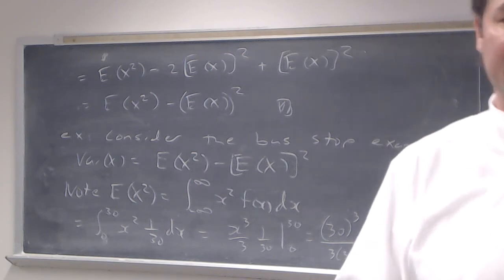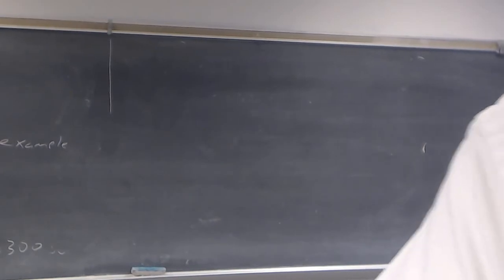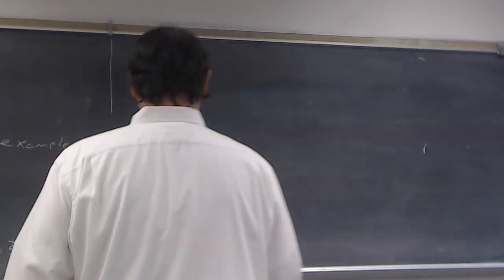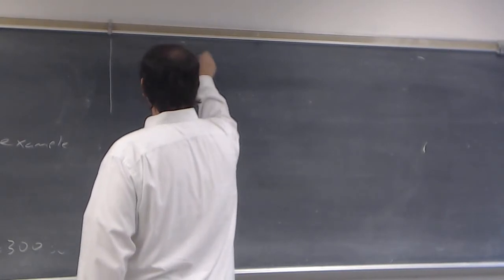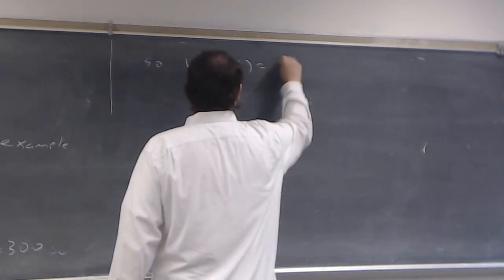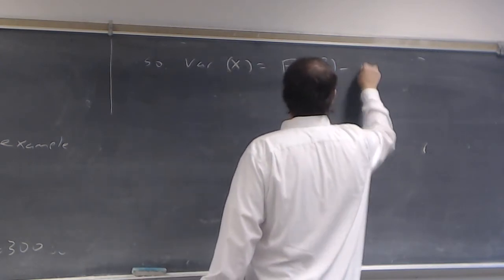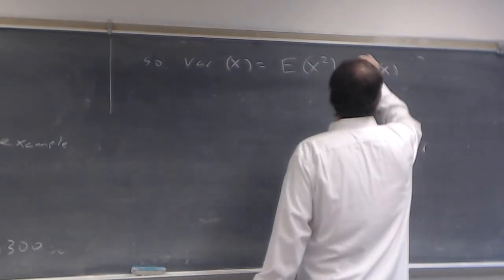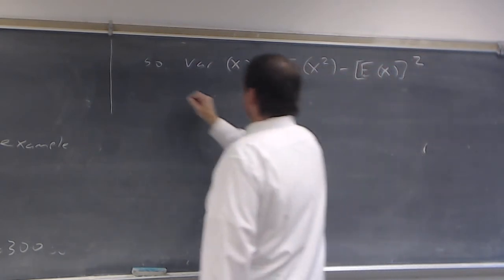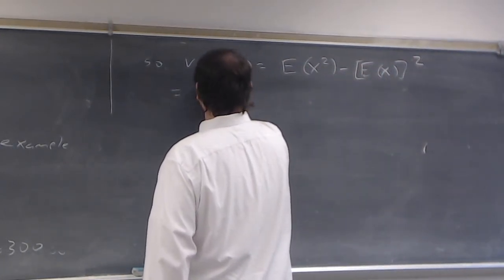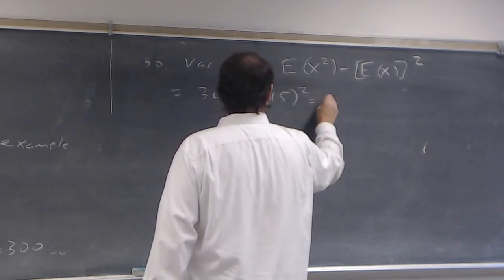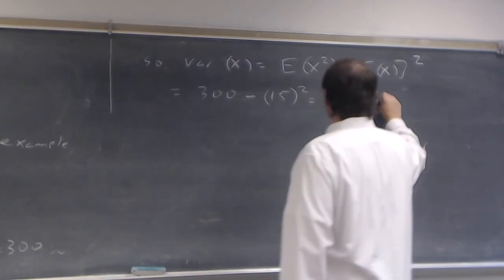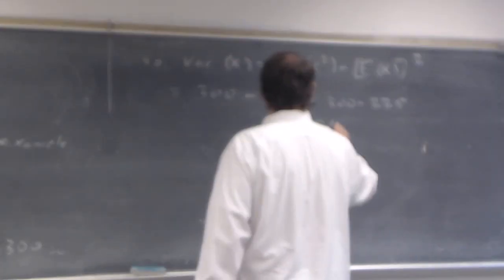Okay, so we're ready to get to the variance now. Very close to having it. So, the variance of this particular x, which is the expected value of x squared minus the expected value of x to be squared, that's going to be equal to 300 minus 15 squared. So that's 300 minus 225, and that is 75.